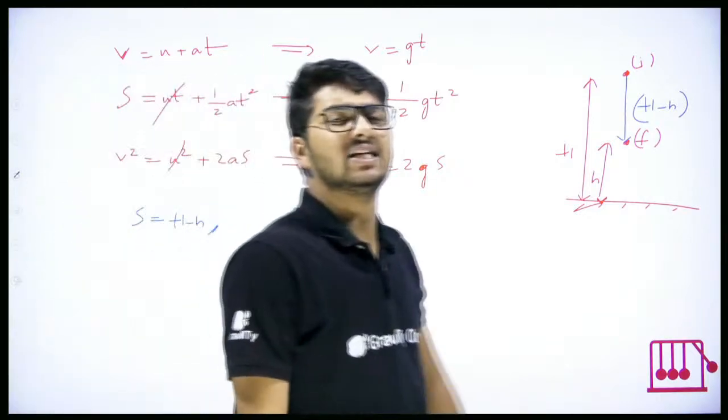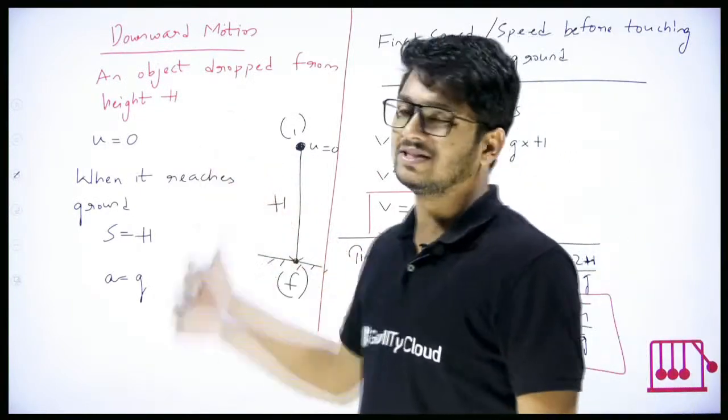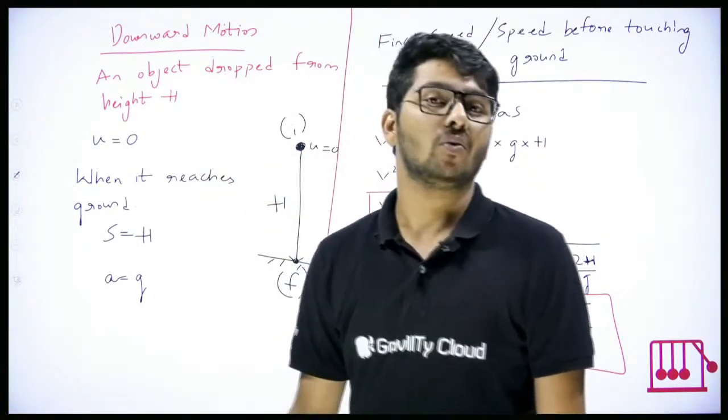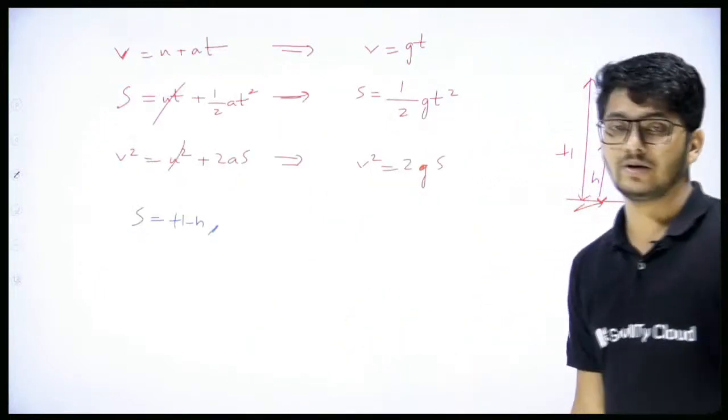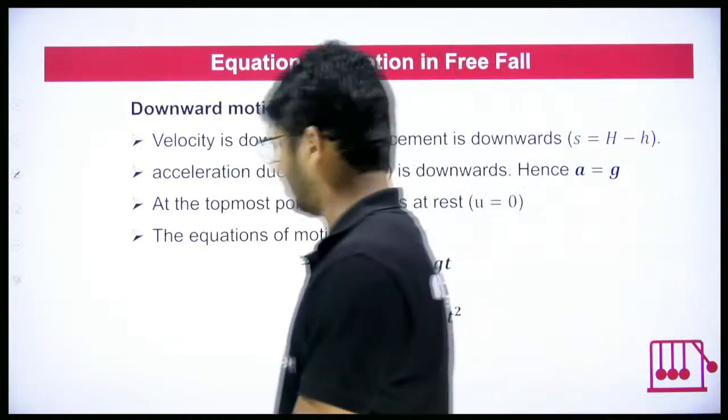You need not remember anything special in this case. You have to understand the things. A is equal to G, U is equal to 0. You have to understand them. Once you understand them, you can easily solve it. Okay. So what all we have done, everything is given here. You can go through them.